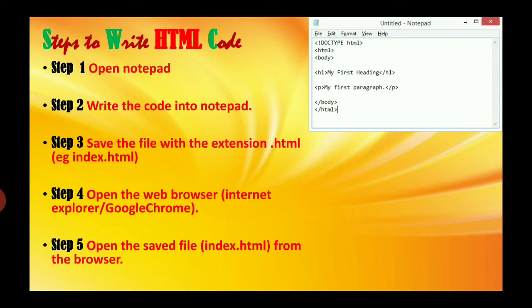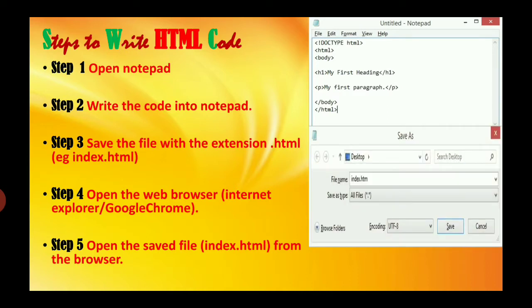After you write this code in Notepad, we have to save the file with the extension either .html or .htm. You can see I have saved the file as index.htm. Index is the name of the file, then a dot, and then I have given the extension .htm. So this is what you have to do: file name with extension .htm. The file name can be anything, but the extension should be either .html or .htm.